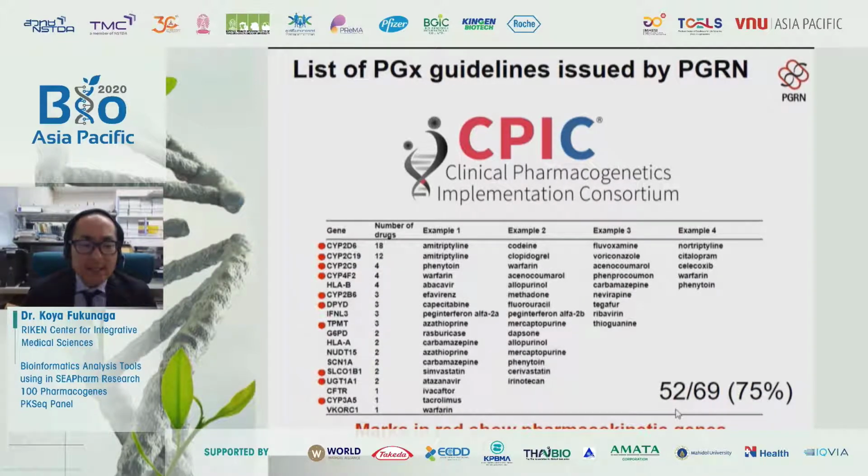Therefore, we targeted the pharmacokinetic related genes, not pharmacogenes. Pharmacogenes contain pharmacokinetic and pharmacodynamic genes. So in this study, we targeted the pharmacokinetic related genes to discover the biomarkers for drug response efficiently. After that, we developed the sequencing method for all coding regions of the genes.